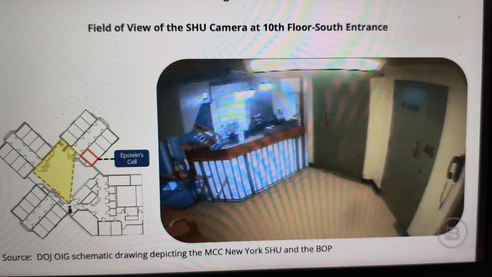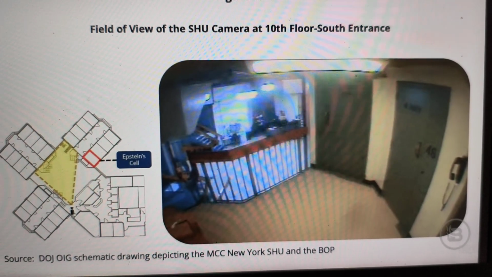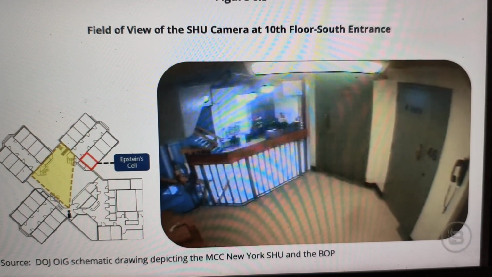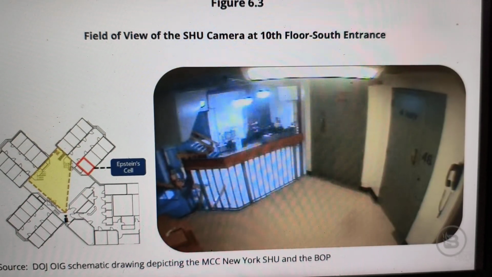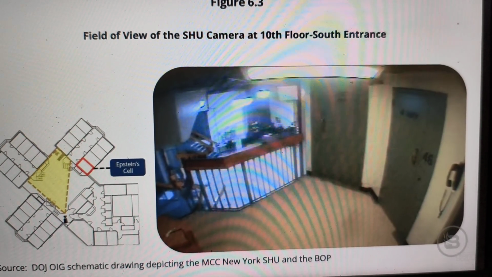So all you have to do, you don't have to cross the floor. Why do you have to cross the floor? You could stay close to that wall. You can go through the door and just stay against the wall.